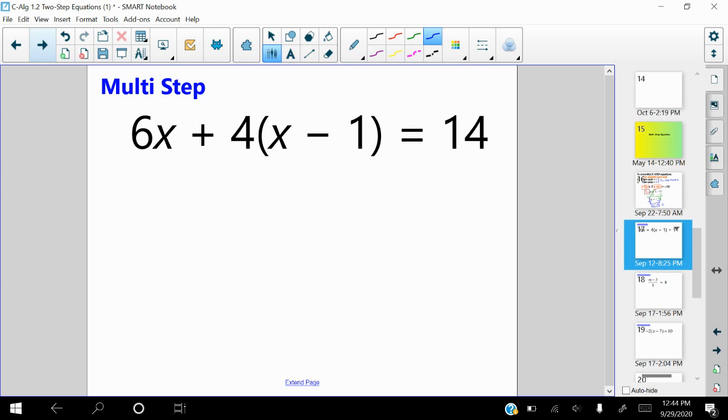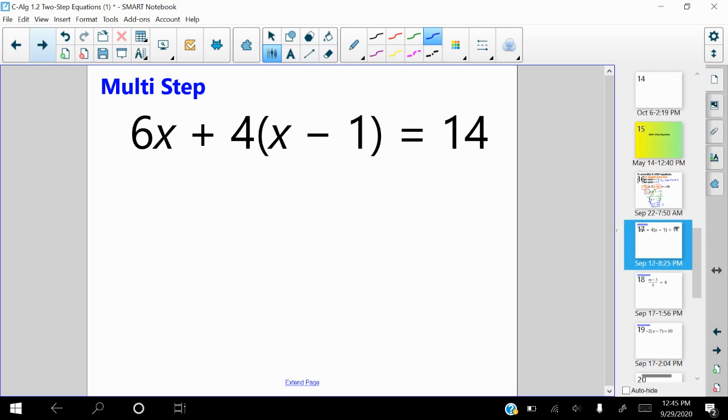So without further ado, please try and at least identify what you think the first step is going to be with this multi-step equation. Remember, we want to simplify each side first, and then we want to start undoing things. So think about if we can simplify the left-hand side first.